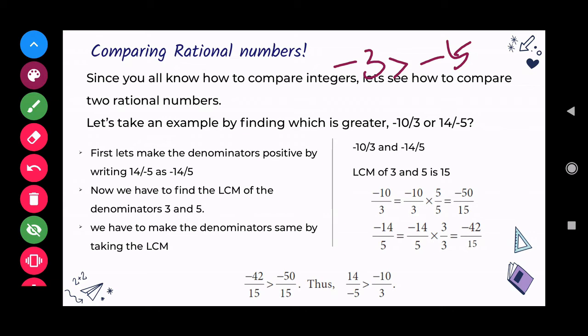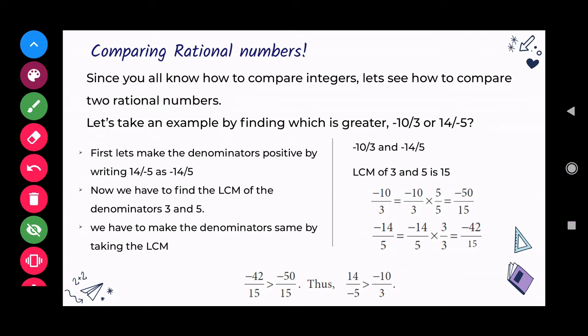Whereas in positive numbers 5 is greater than 3. So we are completely good with comparing integers. What we are going to do here is compare rational numbers. We have to compare two rational numbers, and decide which is bigger or which is smaller. Let's go by an example.